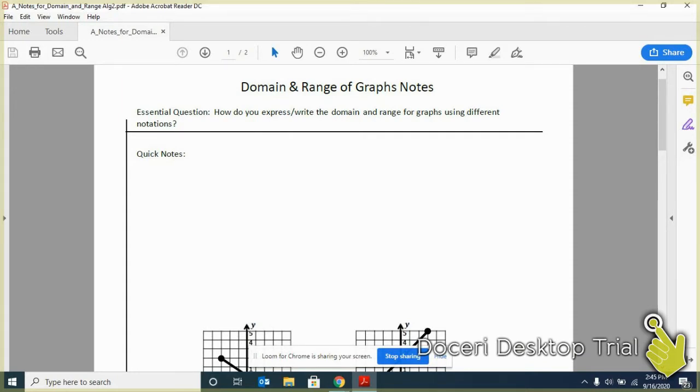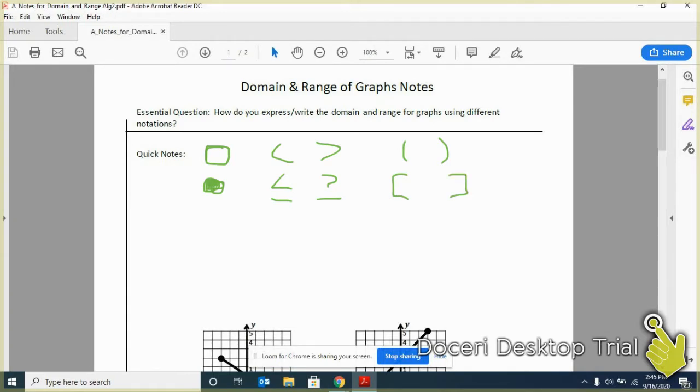But first of all, if we are dealing with open circles on graphs, we're going to be using inequality signs that look like this. And if we're looking at closed circles on a graph, we're going to be using inequality signs that look like this. Okay. Also, for interval notation, we're going to use parentheses on these, and we're going to use brackets on these.